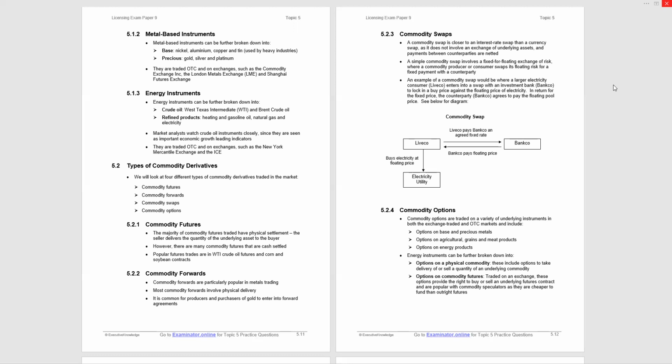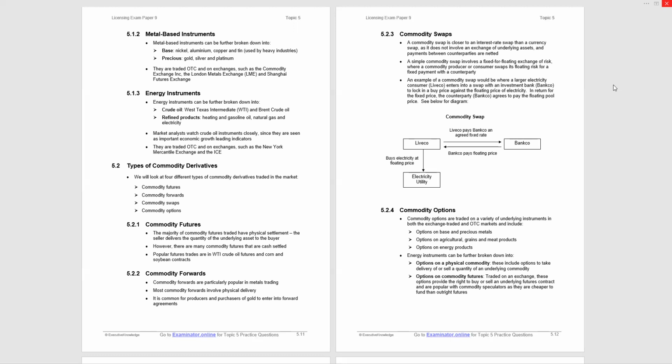Now, types of commodity derivatives. There are 4 types: futures, forwards, swaps, and options. And there's a classic question that comes up as to which one is the best, and I'll cover that shortly.